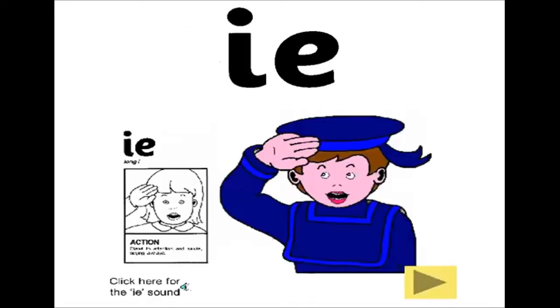Good. Let's move on. On my screen, I see letters I and E. Letters I and E. And again, two letters come together and they make one sound. Letters I and E say I. And let's see if we remember the action for that and the little story that goes with it.